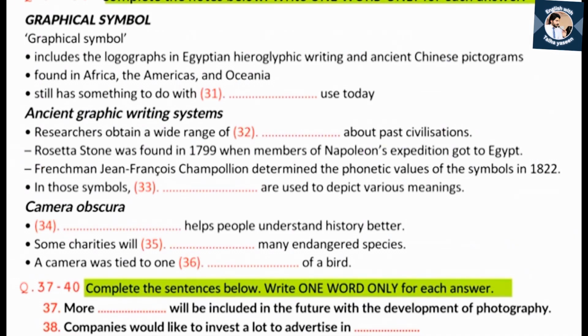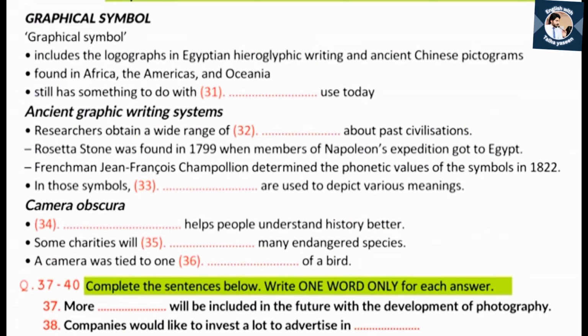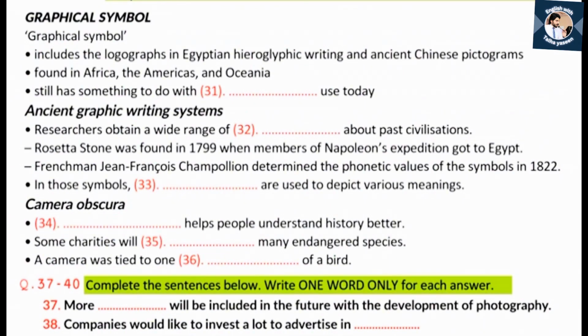Pictographs remain in common commercial use today as signs, instructions, or statistical diagrams. Road signs and public toilet signs, and even flat pack assembly instructions utilizing pictures, are considered pictographic. Ancient graphic writing systems provide researchers with a wealth of knowledge about past civilizations.